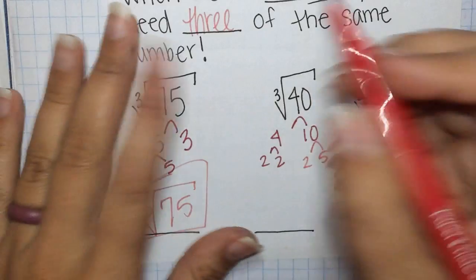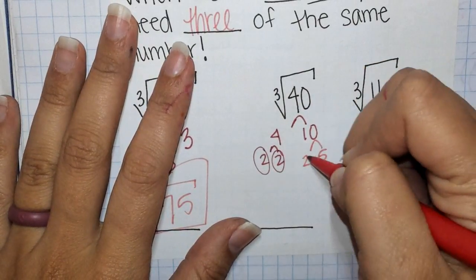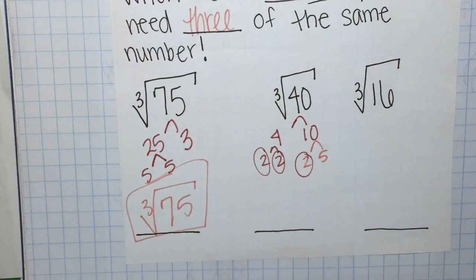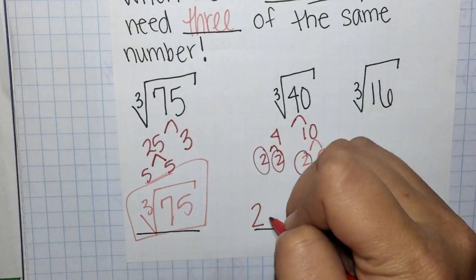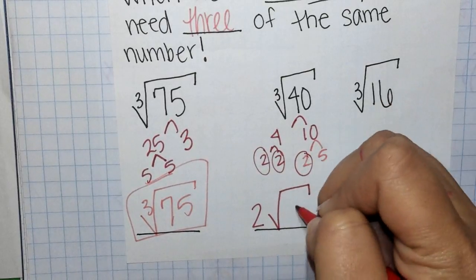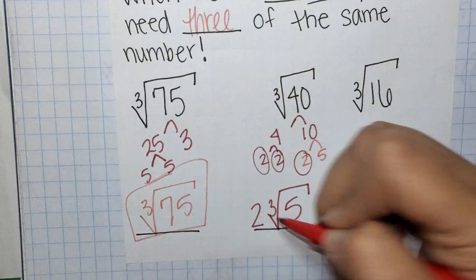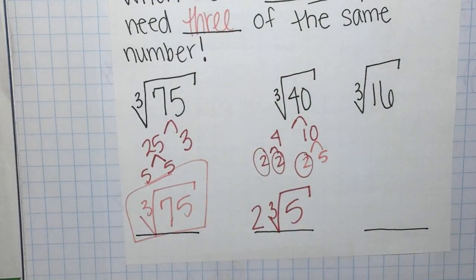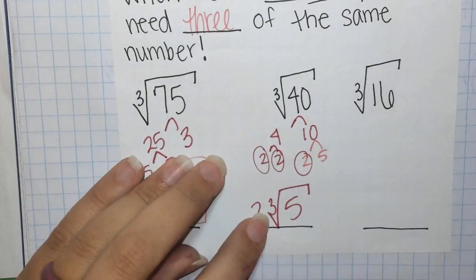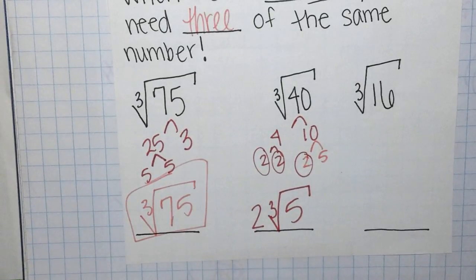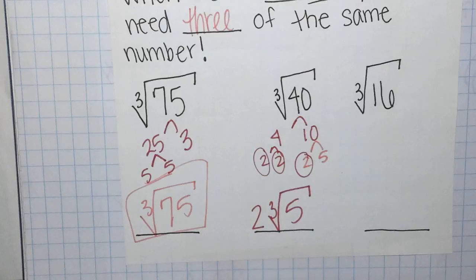And now you have 3 of the same number. 1, 2, 3. What goes outside to play? 2. What stays inside to read Harry Potter? And do we need to bring this 3 down? Yes, every time. Do not write that 2 in the radical. The 3 goes in the radical. Does everybody understand? No, we don't get a point just for saying yes.